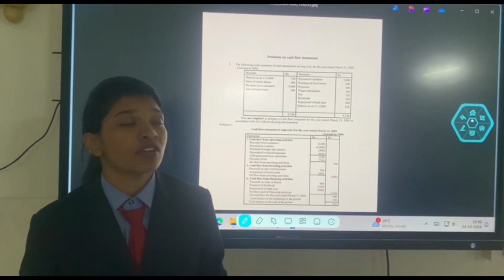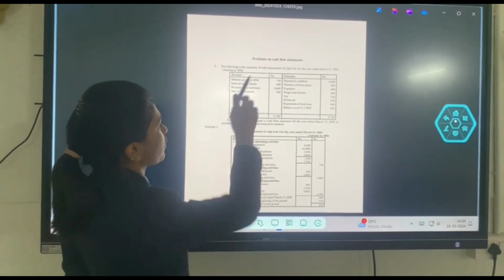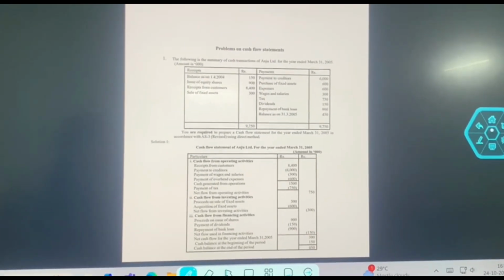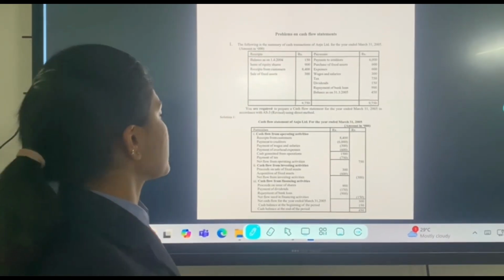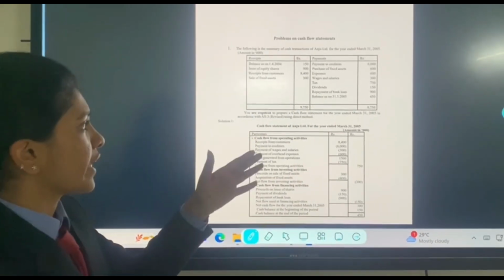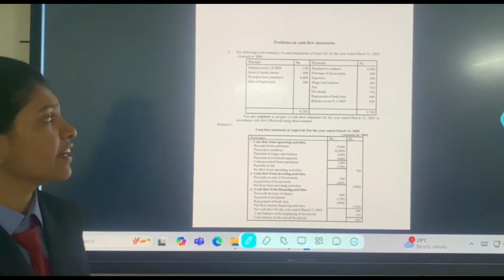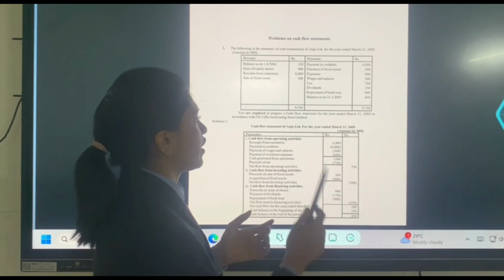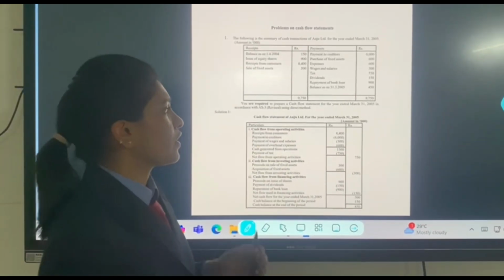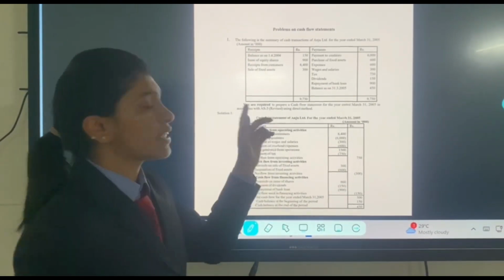So we are discussing the problem of the direct method, and this is the summary of cash transactions of Anju Limited for the year ended March 31st, 2005. On the receipt side, we have issue of equity shares, receipt from customers, sales of fixed assets, and on the payment side, payment to creditors, purchase of fixed assets, expenses, wages and salaries, tax, dividend, repayment of bank loan, etc. So we are requested to prepare a cash flow statement for the year ended March 31st, 2005 in accordance with AS3 using that method.